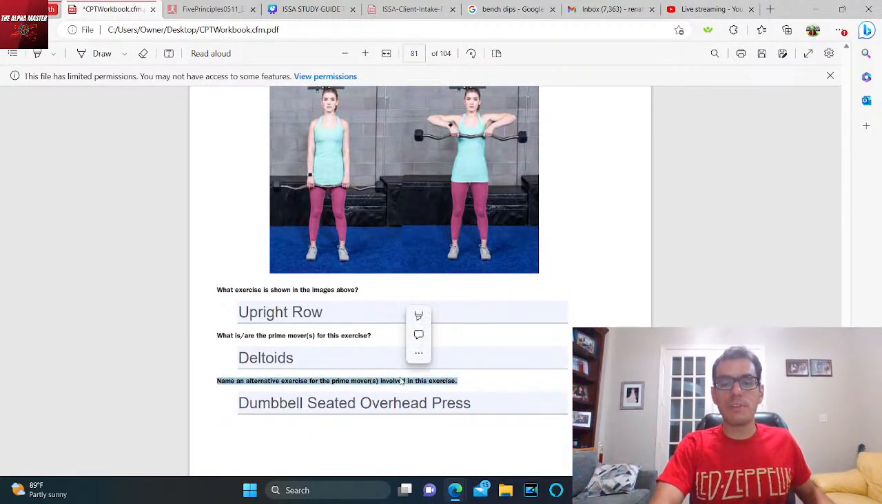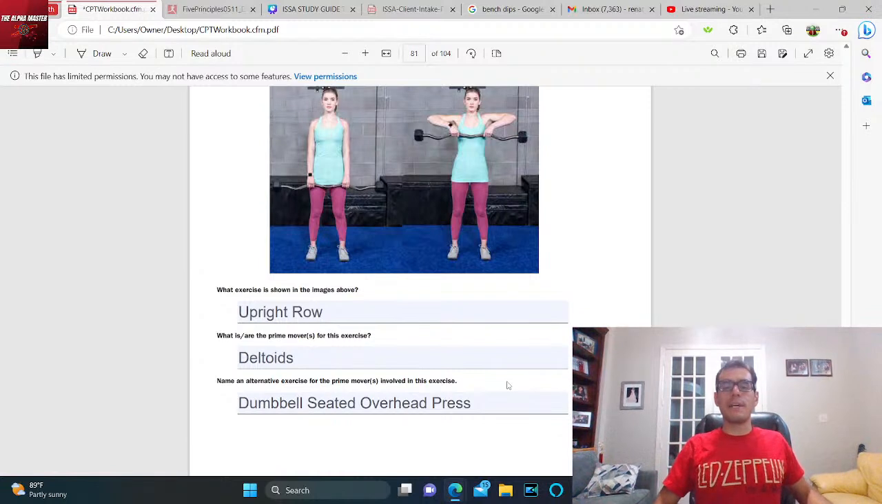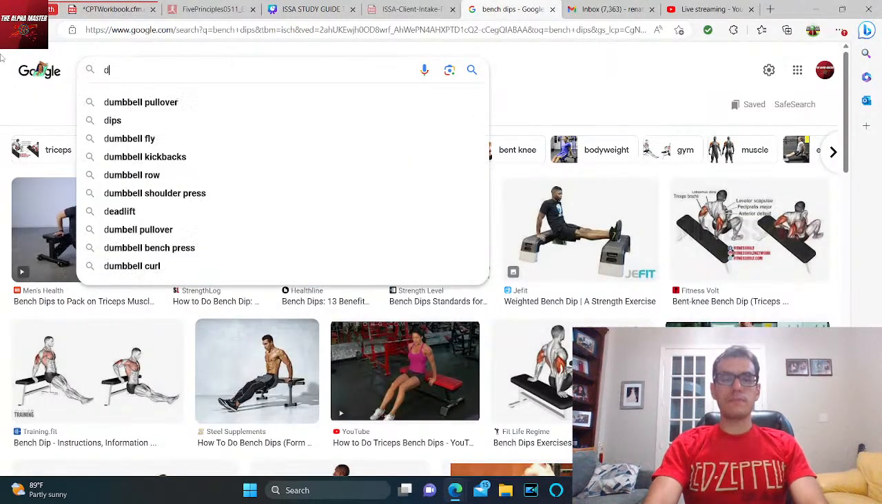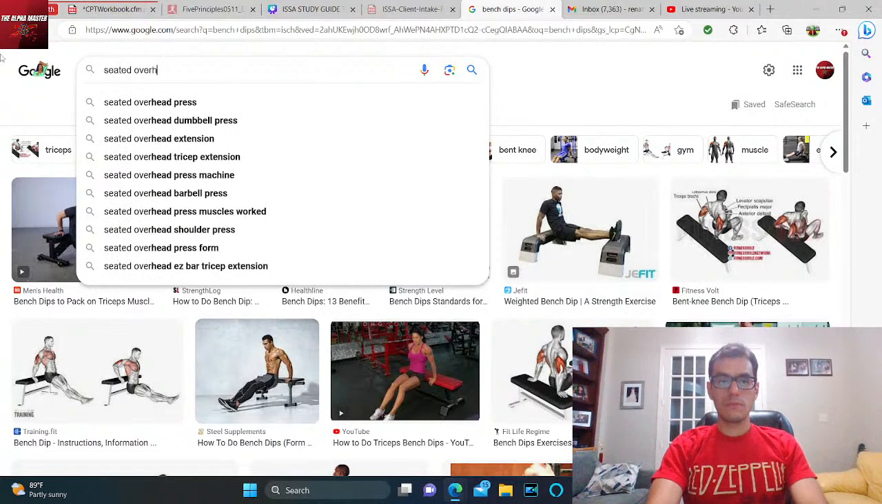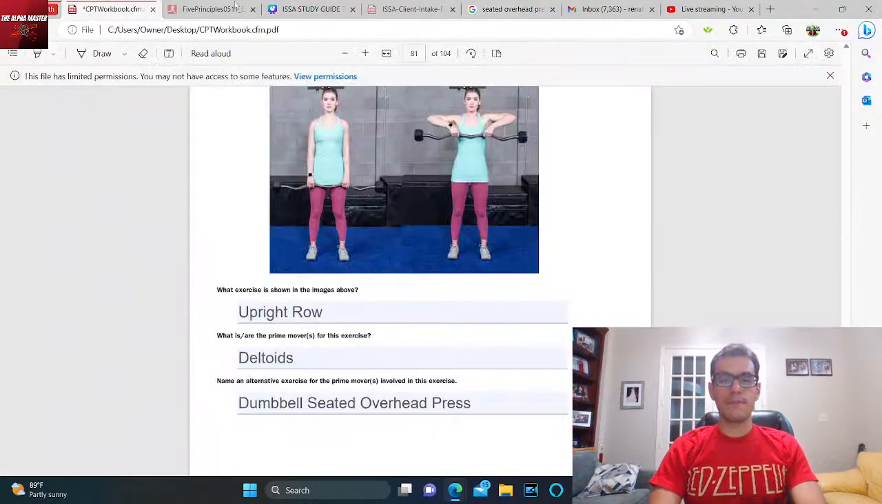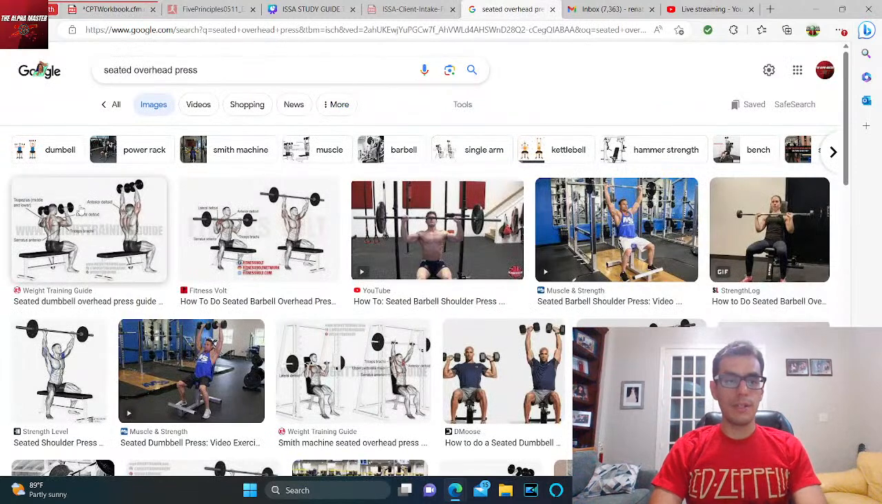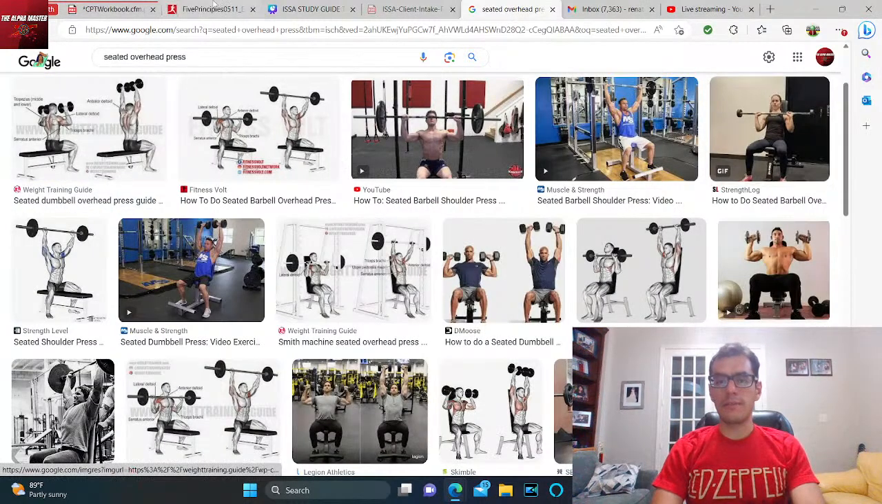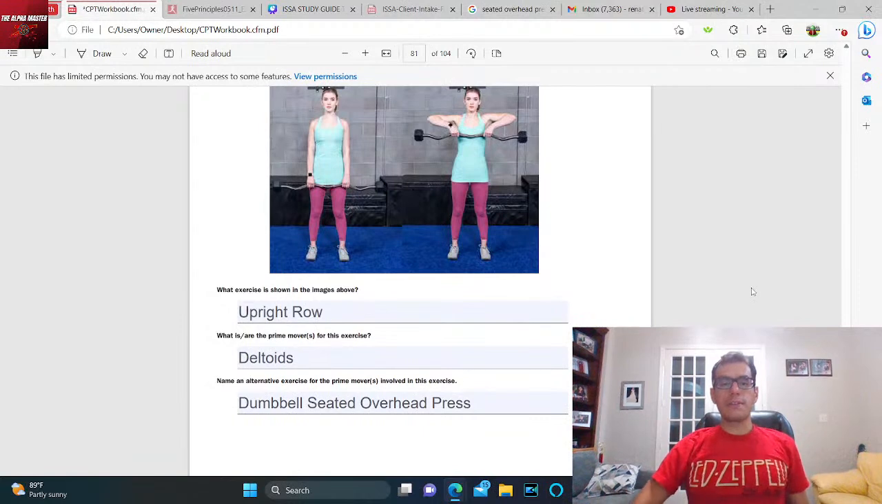And an alternative exercise for the prime movers involved in this exercise is going to be the dumbbell seated overhead press, which is going to press like this. And the machine seated overhead press right here. The dumbbell seated overhead press works the deltoid muscles, mainly the anterior deltoid and lateral deltoids.